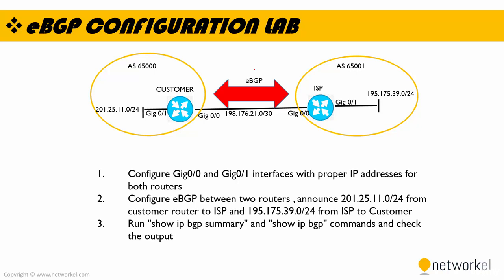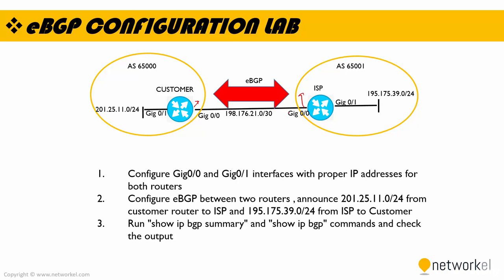In the first step, we need to configure the gig 0/0 and gig 0/1 interfaces with proper IP addresses. We need to configure here and here with proper IP addresses. Cool. In the second step, we need to configure eBGP between 2 routers, and we need to announce some prefixes from the customer router to the ISP and from the ISP to the customer router.